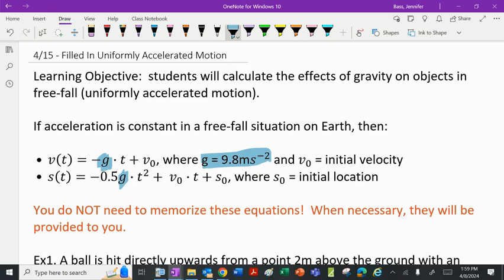and then it will be the coefficient of t squared. So the initial velocity is the speed at which the object begins its motion, and that's your constant in your velocity equation, or the coefficient of time in your position equation. And then finally, we have our initial location, which would be if something is tossed off of a building. The initial location would be the height of the building, for example.